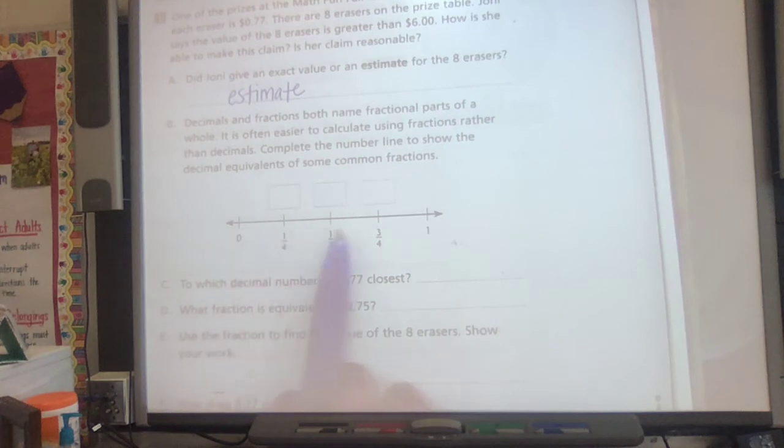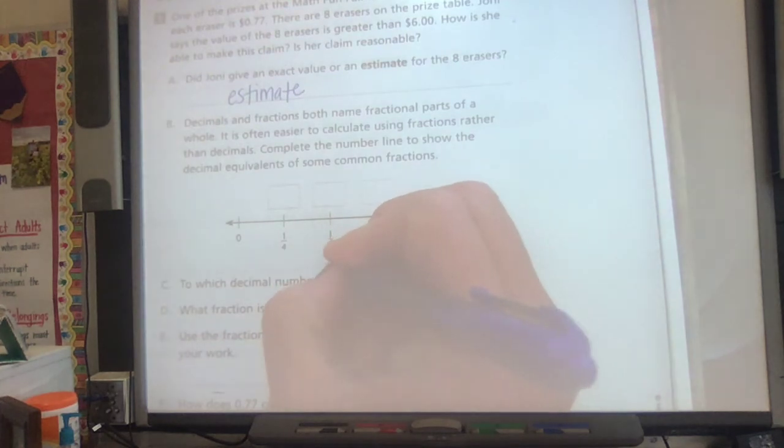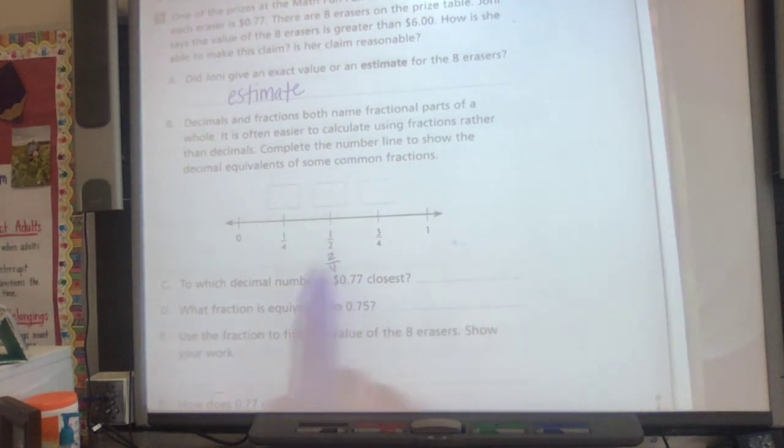So we have 1 shown here on this number line. If I have one thing split into 4 parts, 1/4, 2/4, or 1/2, 3/4, 4/4. 1/2 is equivalent to 2/4. I have my one thing, it's split into 4 parts.